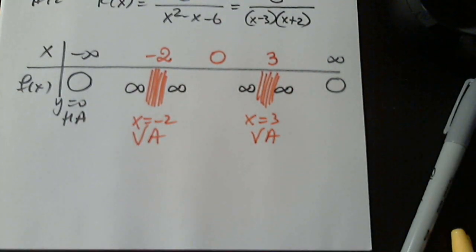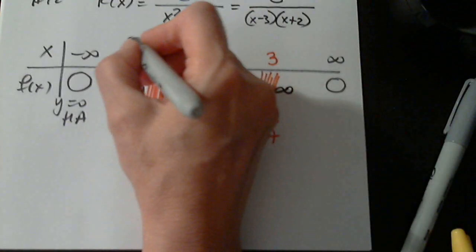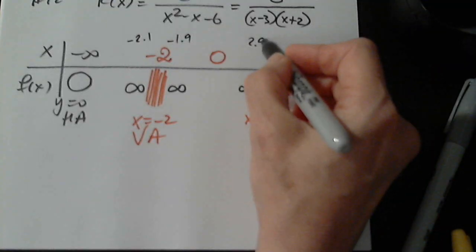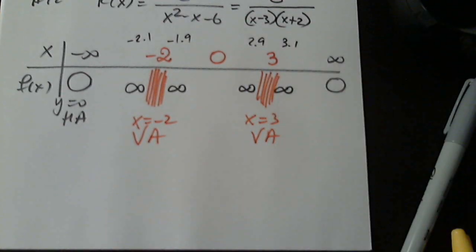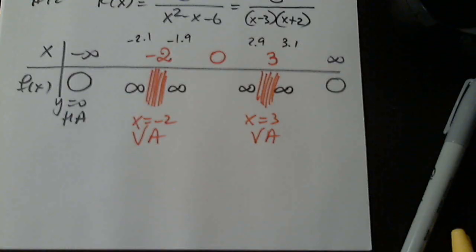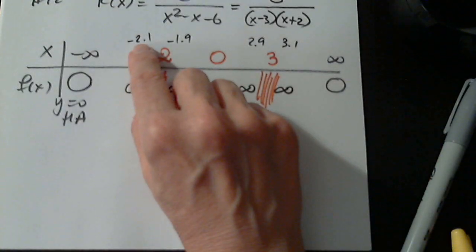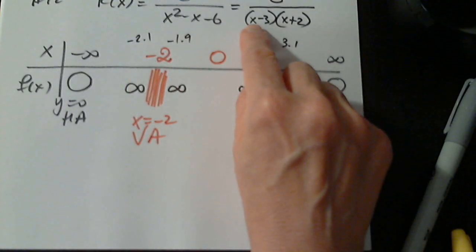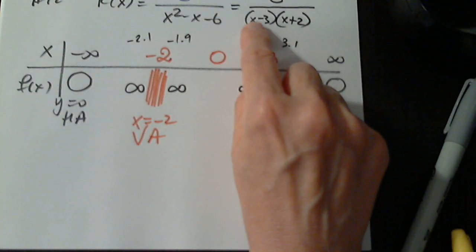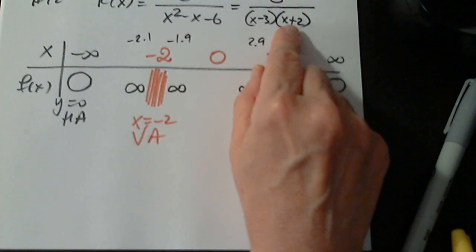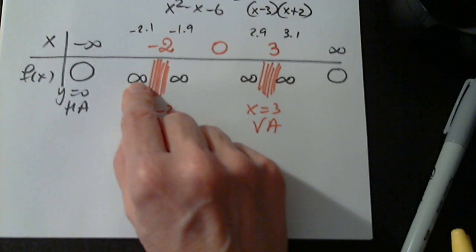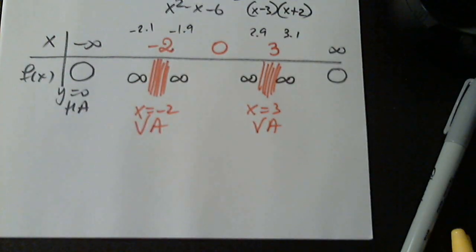I don't know the sign. So now I have to plug in negative 2.1, negative 1.9, 2.9, and 3.1. Can you use a calculator and plug them in? Yes, you can, but it's too easy. Negative 2.1, this is negative, this is also negative. What is the sign? Positive. Perfect, thank you.